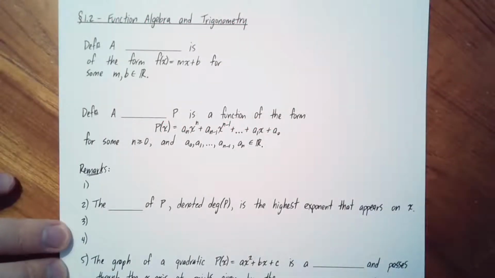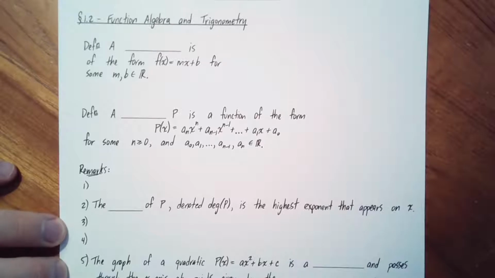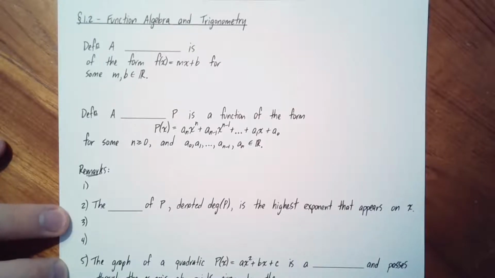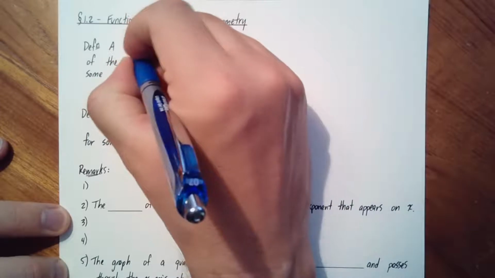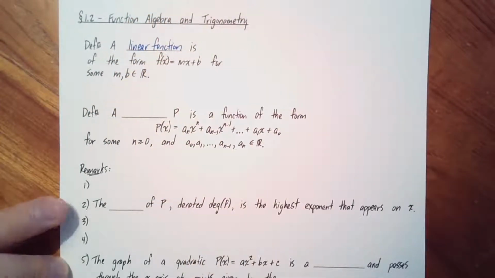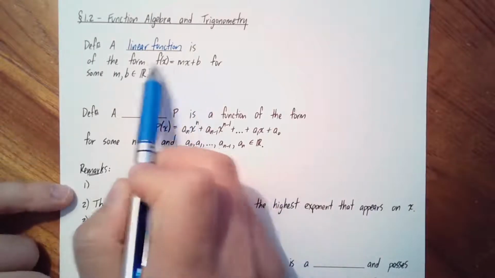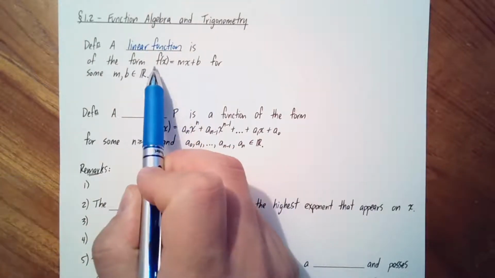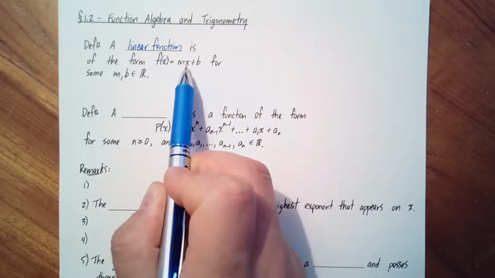So we'll start with just reminding you of the definition of one of the nicest types of functions you'll ever encounter, and that's a linear function. So a linear function is a function that's of a very specific form. It's a function that you can write down in a rule such as this. So look at what I've got. F of x is equal to mx plus b.